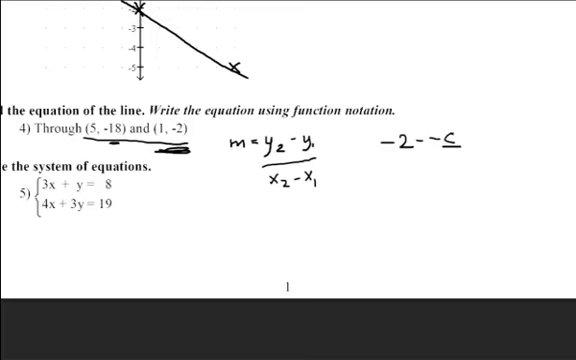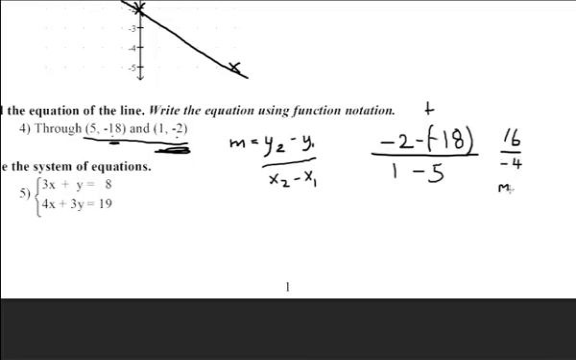Okay, I'm subtracting -18. Alright, so be careful, watch it, it's going to be a double negative, isn't it? Okay, so -2 subtract -18 over 1 subtract 5. Right, that's an add. Okay, so -2 plus 18 is 16. 1 take away 5 is -4.